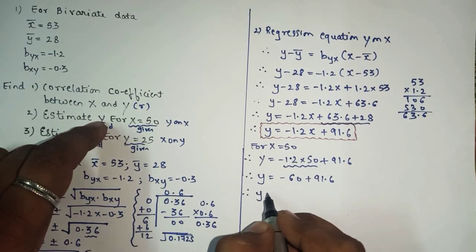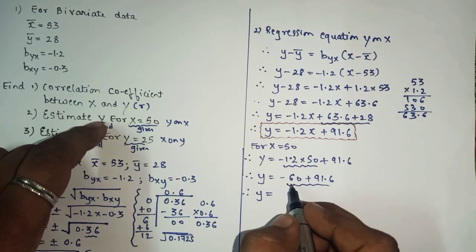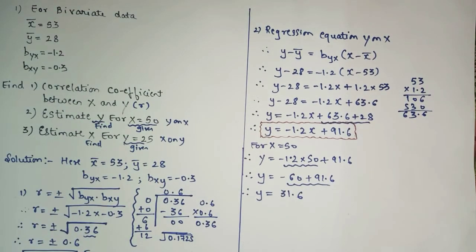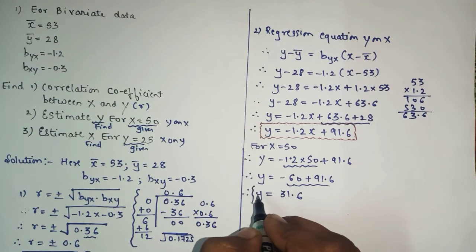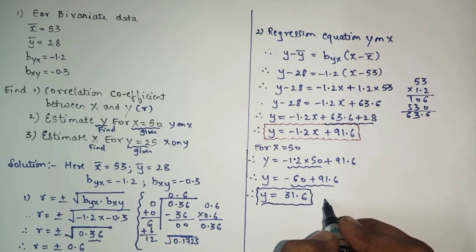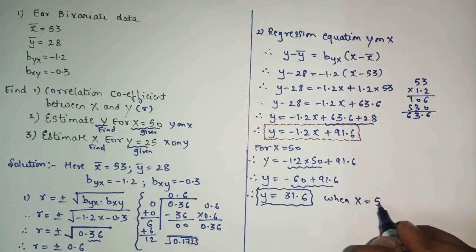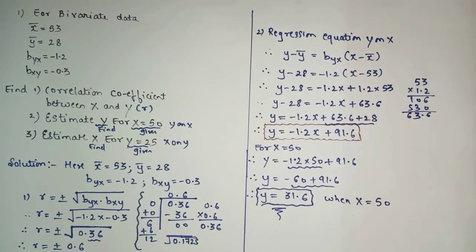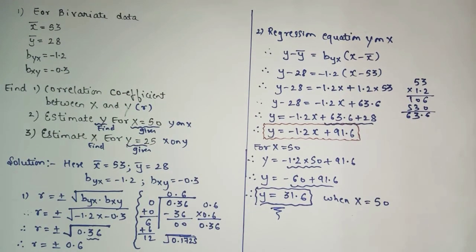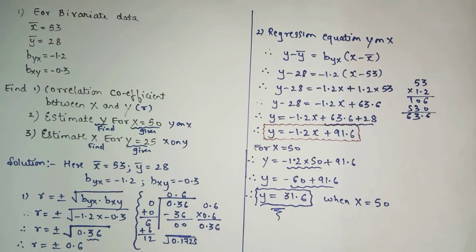So therefore the answer for y will be what? When you add, minus is minus, 91.6 minus 60 will be what? 31.6 is the answer. So here we got the answer of y, okay, when x was 50. Understood? So in this way you have to find when you have the ready-made values. Okay, so now the next one is what? For the next one we'll see.